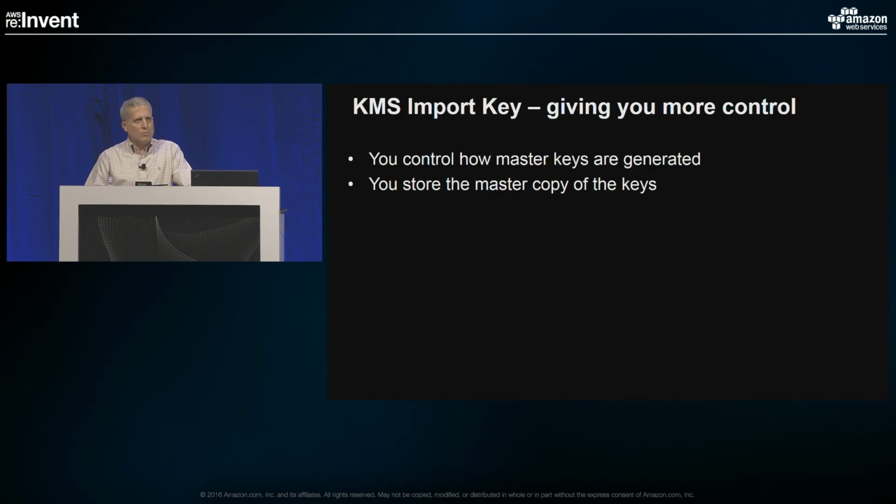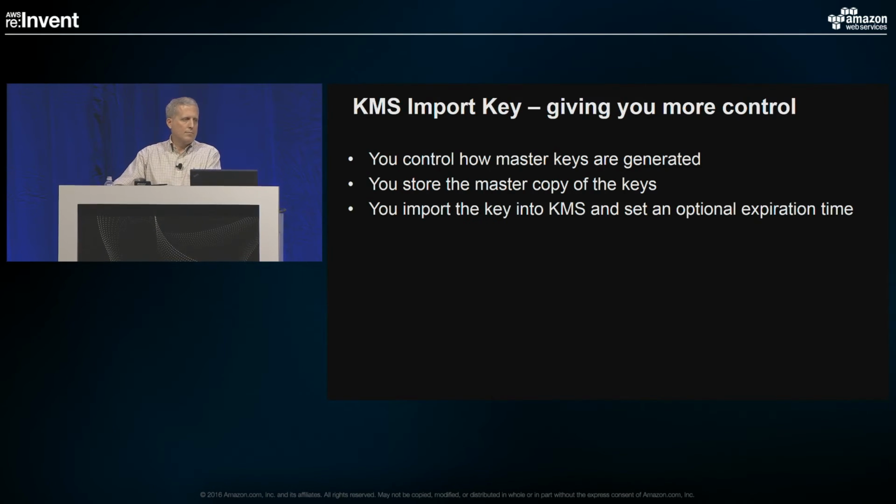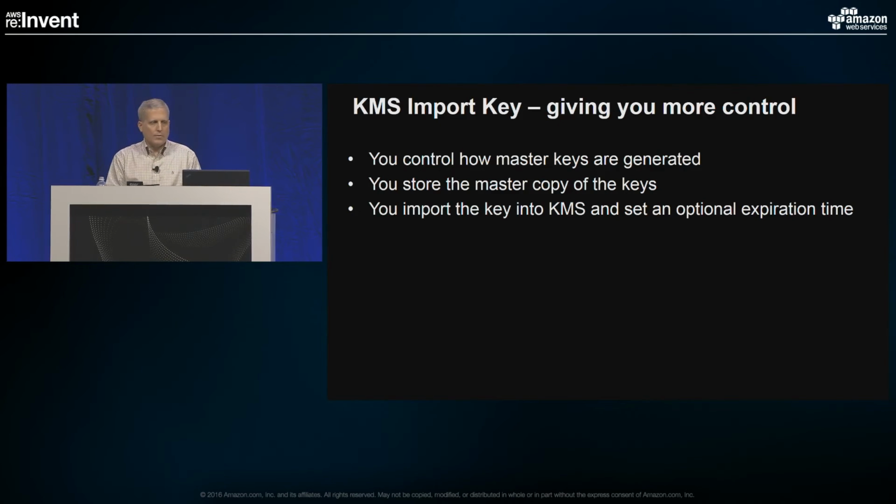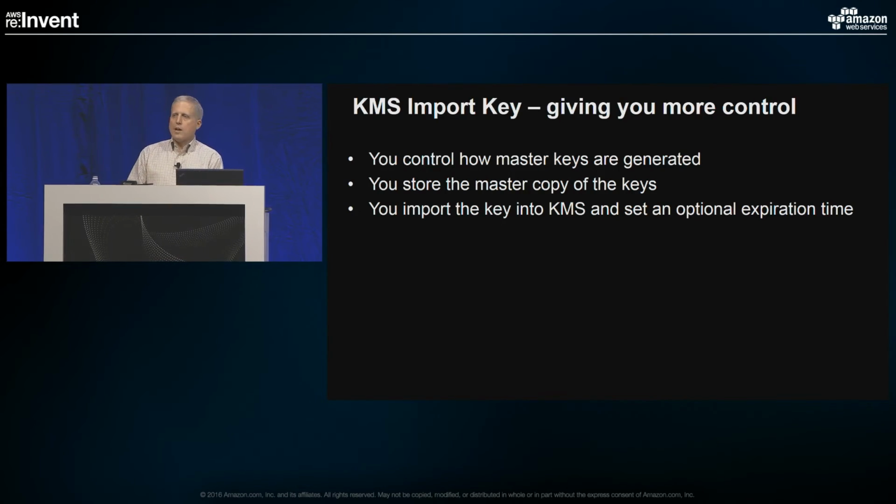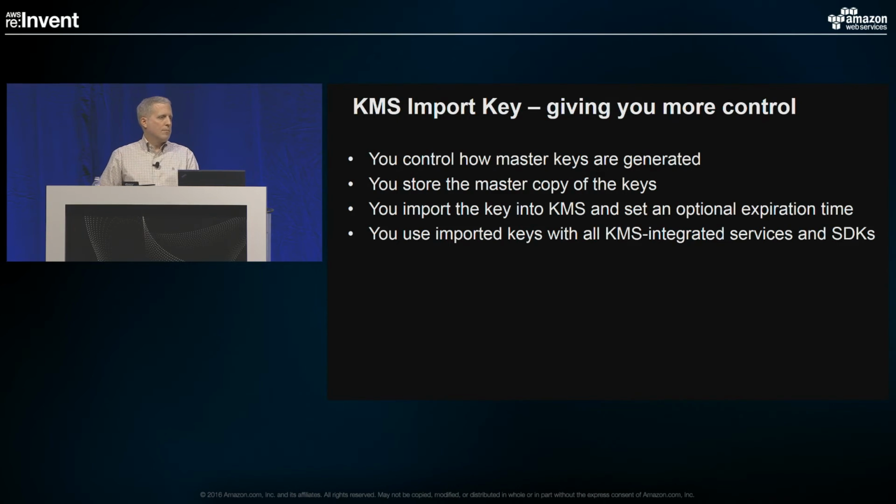KMS keys are the most durable thing in AWS. But it's theoretically possible that we could have some catastrophic event and lose your key, which would mean that your data is lost as well. So customers said, give me something that I can store somewhere else. So the way KMS Import Key works is you generate a key. We provide a secure way for you to import it into the service. And you can set an optional expiration time on the key, which means that after that time expires, the key cannot be used anywhere inside AWS. And we enforce that at the heart of the KMS service.